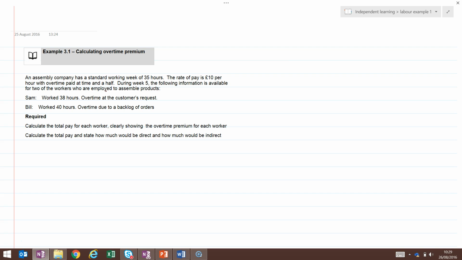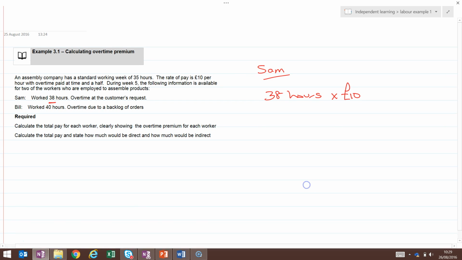So if we start by looking at Sam, he's worked 38 hours, standard working week is 35. Now the way to approach this in order to guarantee that you get the premium right is firstly identify the total hours that the employee worked. So Sam worked 38 hours. So for every one of those hours, he is going to get at least £10. So for every hour worked, he gets the basic rate of pay. So that's 380.